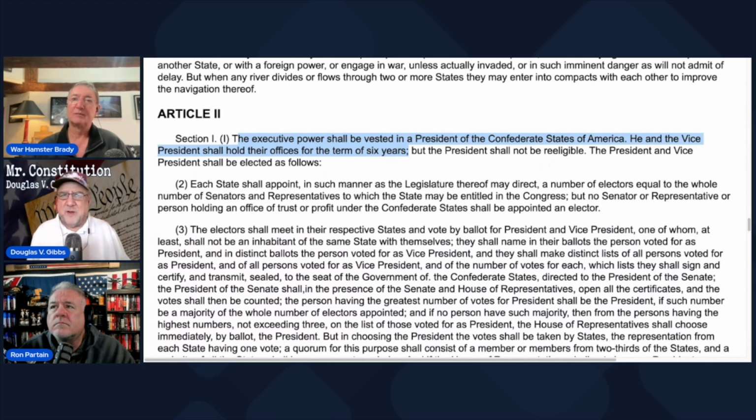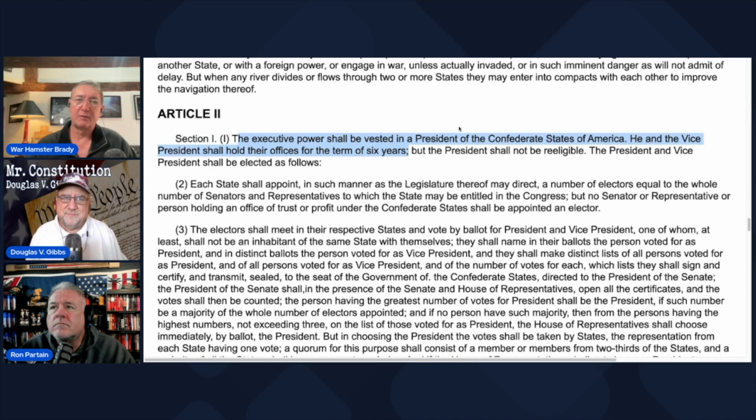Now, one of the things you saw the founders do is they staggered everything. You have 2 years for the House, 4 years for the president, 6 years for the Senate. While I understand they wanted the president for whatever reason to hold his term longer, it opened up the threat that a third of the Senate could be collusive with the president because their terms matched. All right, continue.